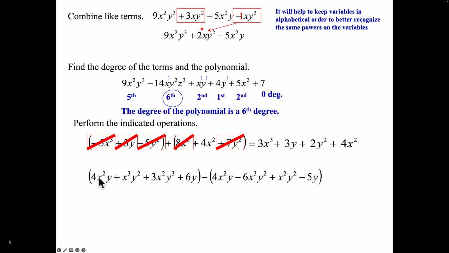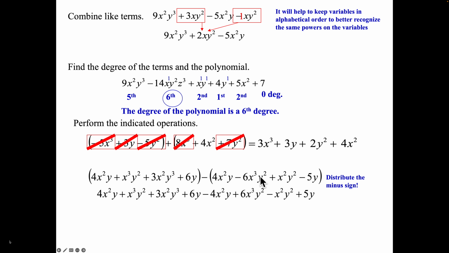Here we have this mixture of terms with x's and y's with a minus sign. Whoops, timeout. What do we have to do with this minus sign? We have to distribute the minus sign. So again, change all the signs. Minus 4x squared y. Just write it right down below here as we go. Plus 6x cubed y squared minus x squared y squared plus 5y. Again, optional to copy this down, or you can just leave it kind of at an angle here.